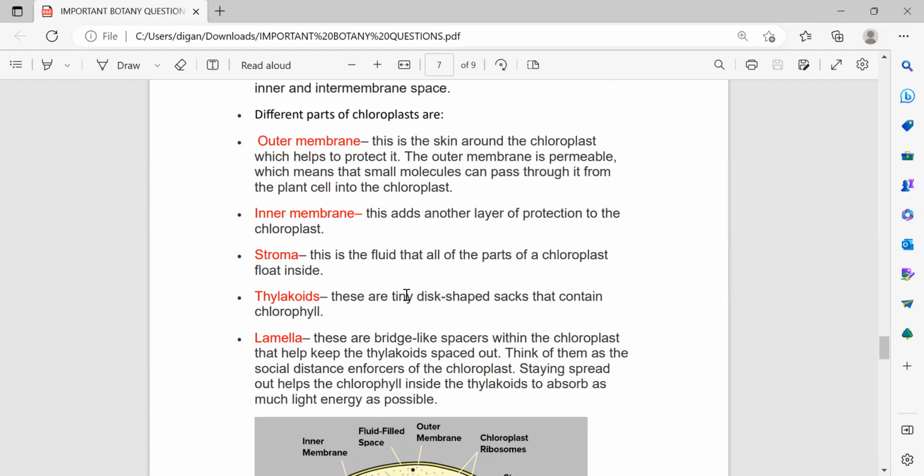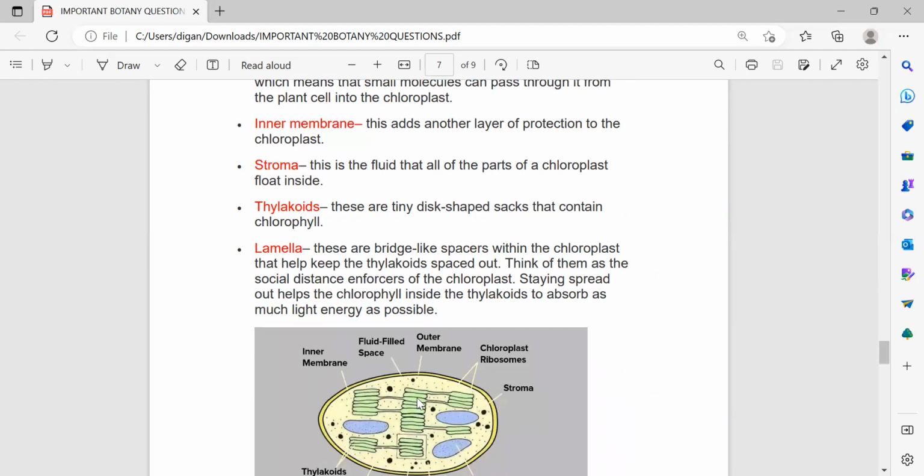Thylakoid means these are the tiny disc shaped stacks that contain the chlorophyll. It means within the chloroplast, these which contain the chlorophyll are known as thylakoid. Lamella, these are bridge-like structures of the chloroplast that keep the thylakoid spaced out, so they are called the lamella.